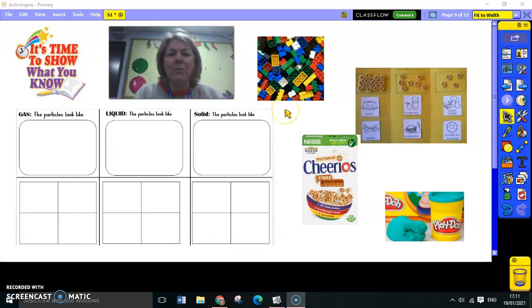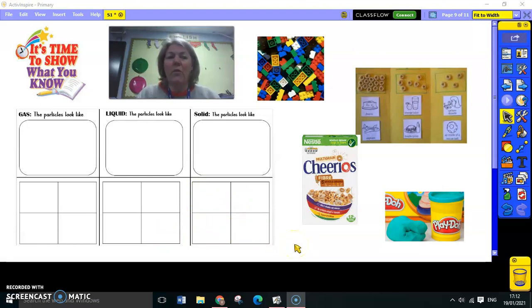So there are some different ways that you can show this today, and you can choose, I don't mind. You might choose to download or use the document that's in the Google Drive to show what you know. And I'm expecting to see some pictures here of what gas particles look like, what liquid particles look like, and what solid particles look like. Okay, and then I want you to give me 4 examples of where you might see a gas. So you could use your scavenger hunt sheet for this. 4 examples of a liquid and 4 examples of a solid.